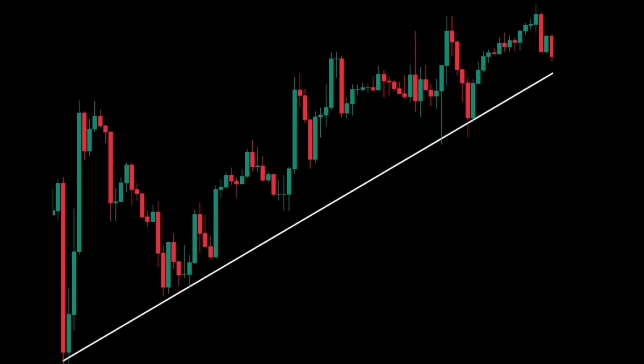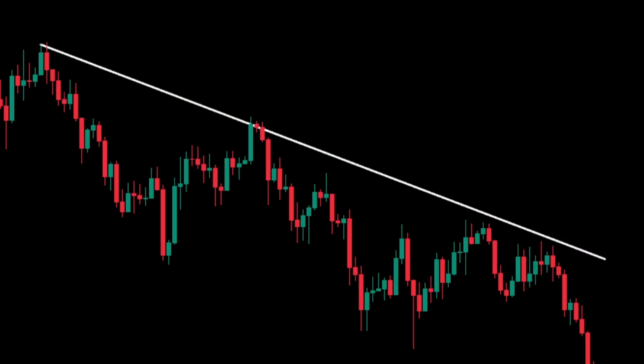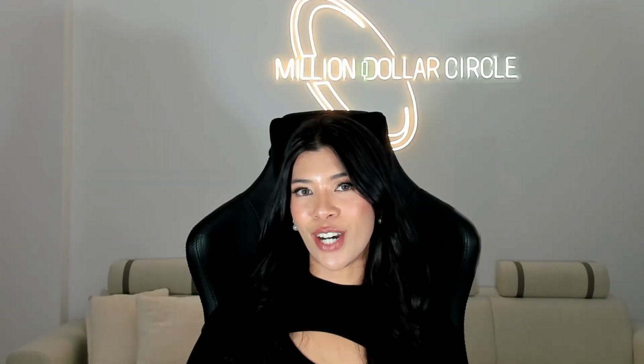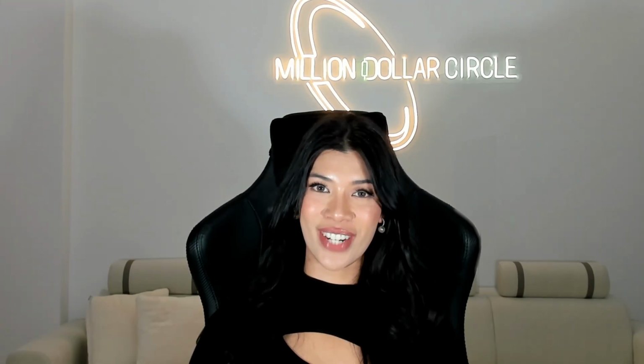So for an uptrend, you would use your trendline as a support level. So as long as price stays above this level and respects this trendline, we can find an opportunity to buy. Now, for a downtrend, you would use your trendline as a resistance level. So as long as the price remains below this level and respects this trendline, we can find an opportunity to sell. Lastly, we're going to look at how to avoid market traps when trading trendlines. Let's go look at an example.